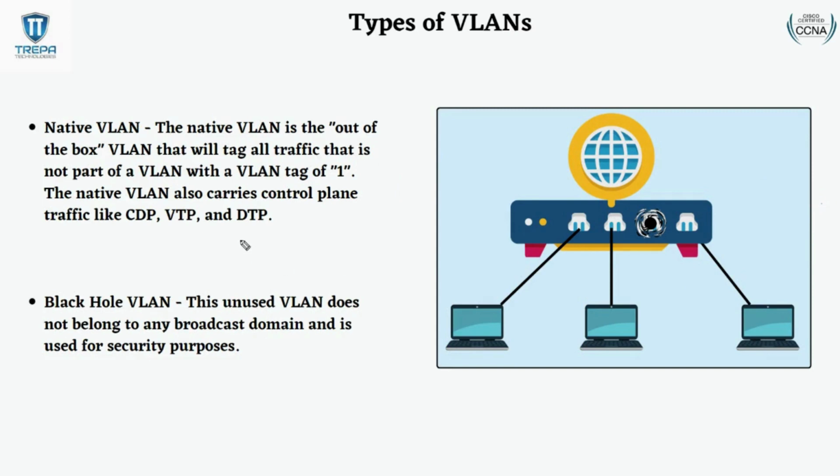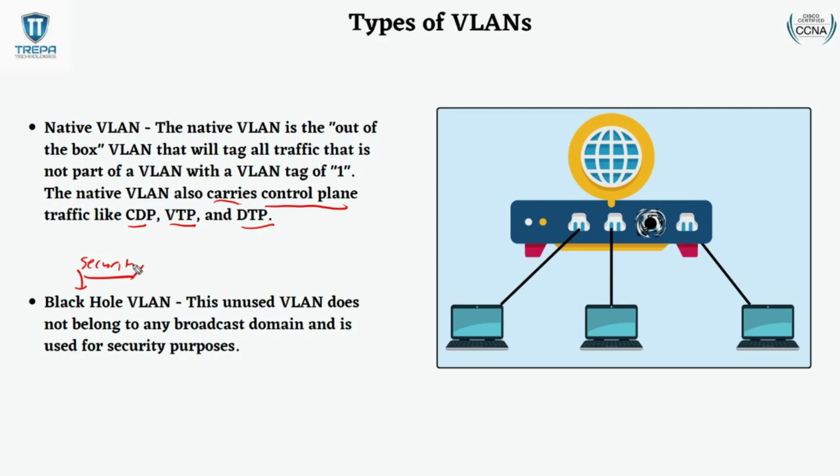Okay, and then the native VLAN. This is the out-of-the-box VLAN that will tag all traffic that is not assigned to a different access VLAN you created. Another important thing about the native VLAN is that it also carries control plane traffic like CDP, VTP, DTP, okay? So that's going to be important. We're going to look at this in our Wireshark captures as well, but the native VLAN carries that control plane traffic.